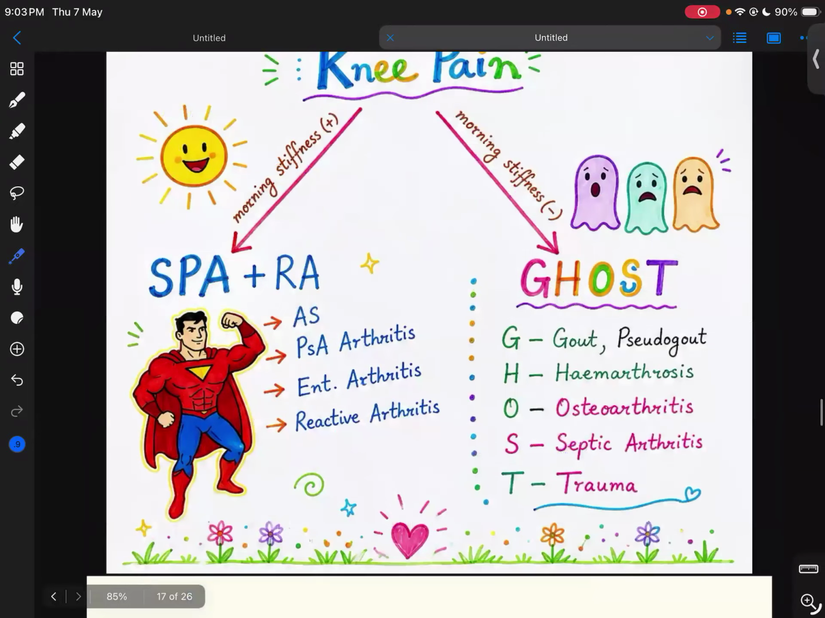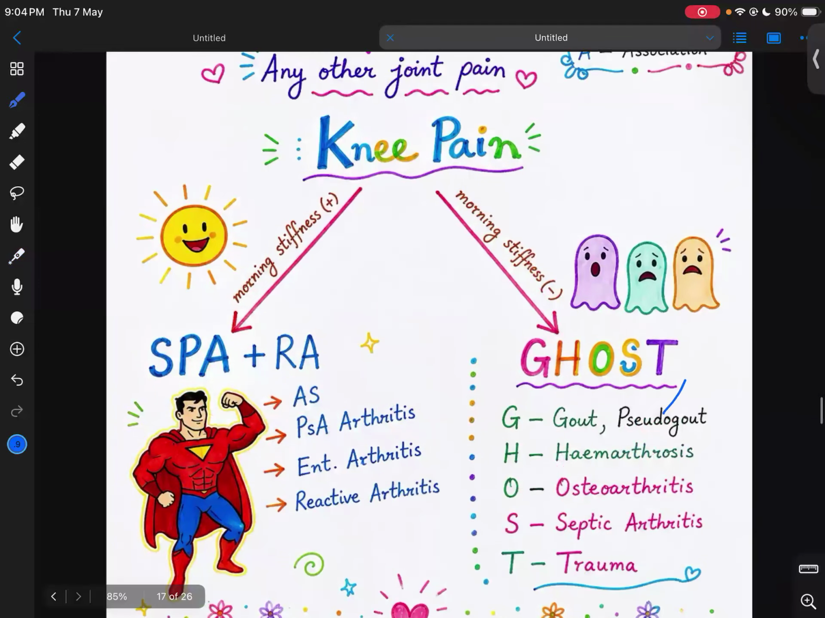So after gout, the next case is pseudogout. Pseudogout is not that common in the PACES exam. Up to now, I have not seen any case coming with pseudogout. Only one case came. Pardon my mistake. For the PACES exam, the only one diagnosis we have to keep in mind for pseudogout is hemochromatosis. These cases come one time in the PACES exam.